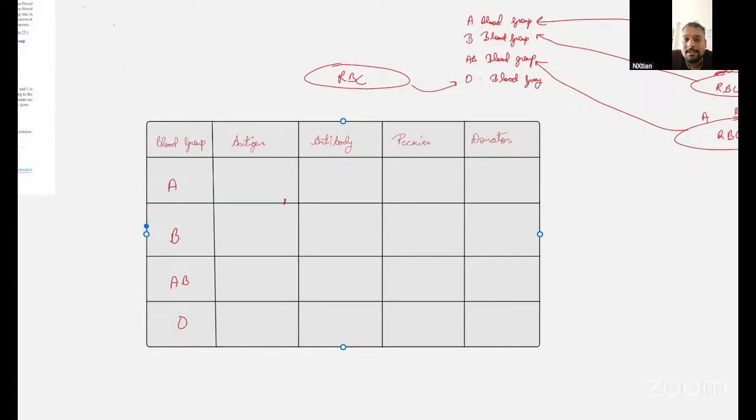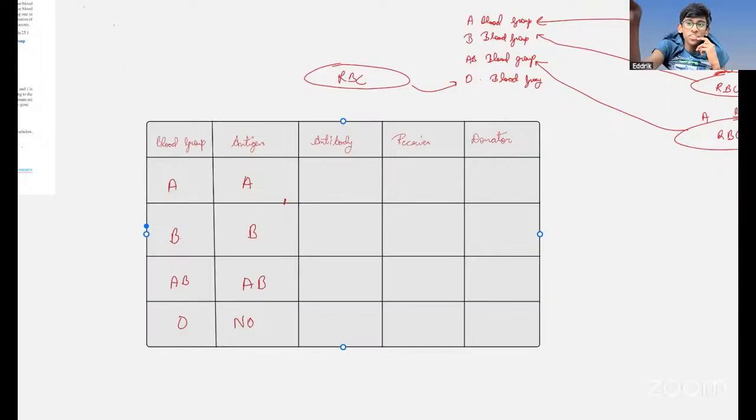Now everyone please pay attention. A person with A has antigen A, and B has antigen B. AB has both A and B, and O has zero, so no antigen. I will put a zero mark here. Now please pay attention: if a person has antigen A, he will have antibody B.